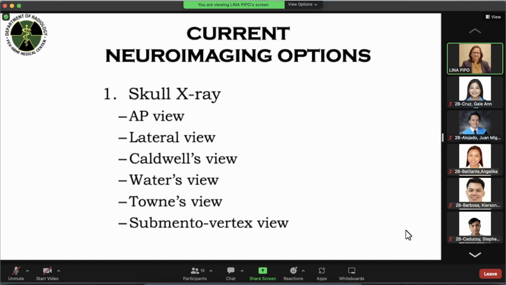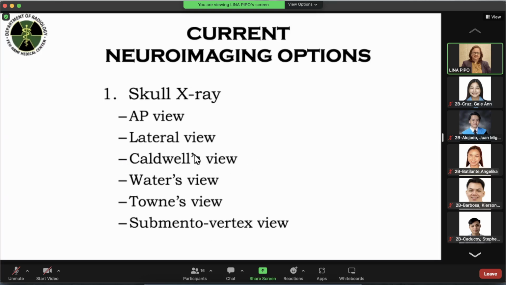So what are the current neuroimaging options that you can request? So you have skull X-ray. In skull X-ray, the two common are your AP view and lateral view. These are the common views that you will request as a clinician. But there are also special views: the Caldwell's view, Waters view, Towns view, and Segmental vertex view. These views are for the better visualization of your sinuses.